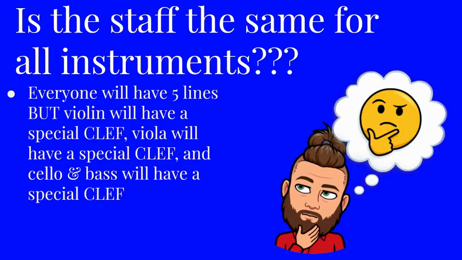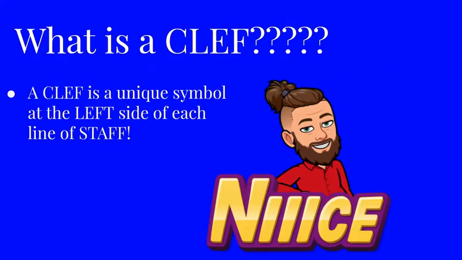Oh, so this makes a little more sense now. Our staff is our 5 lines there. Is the staff the same for all of our instruments? Kind of. Everyone will have 5 lines, but violins will have a special clef, violas will have a special clef, and then cellos and basses will share a special clef.